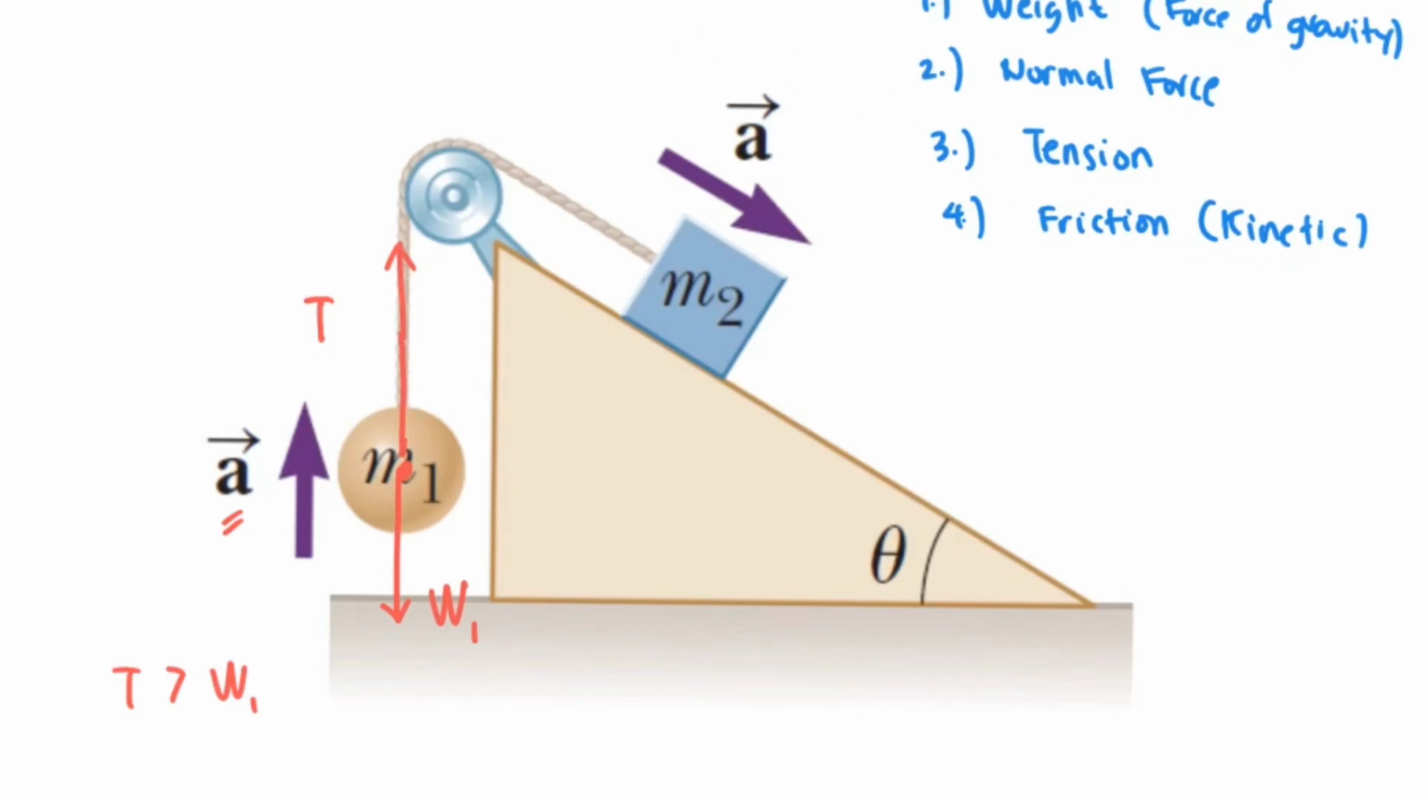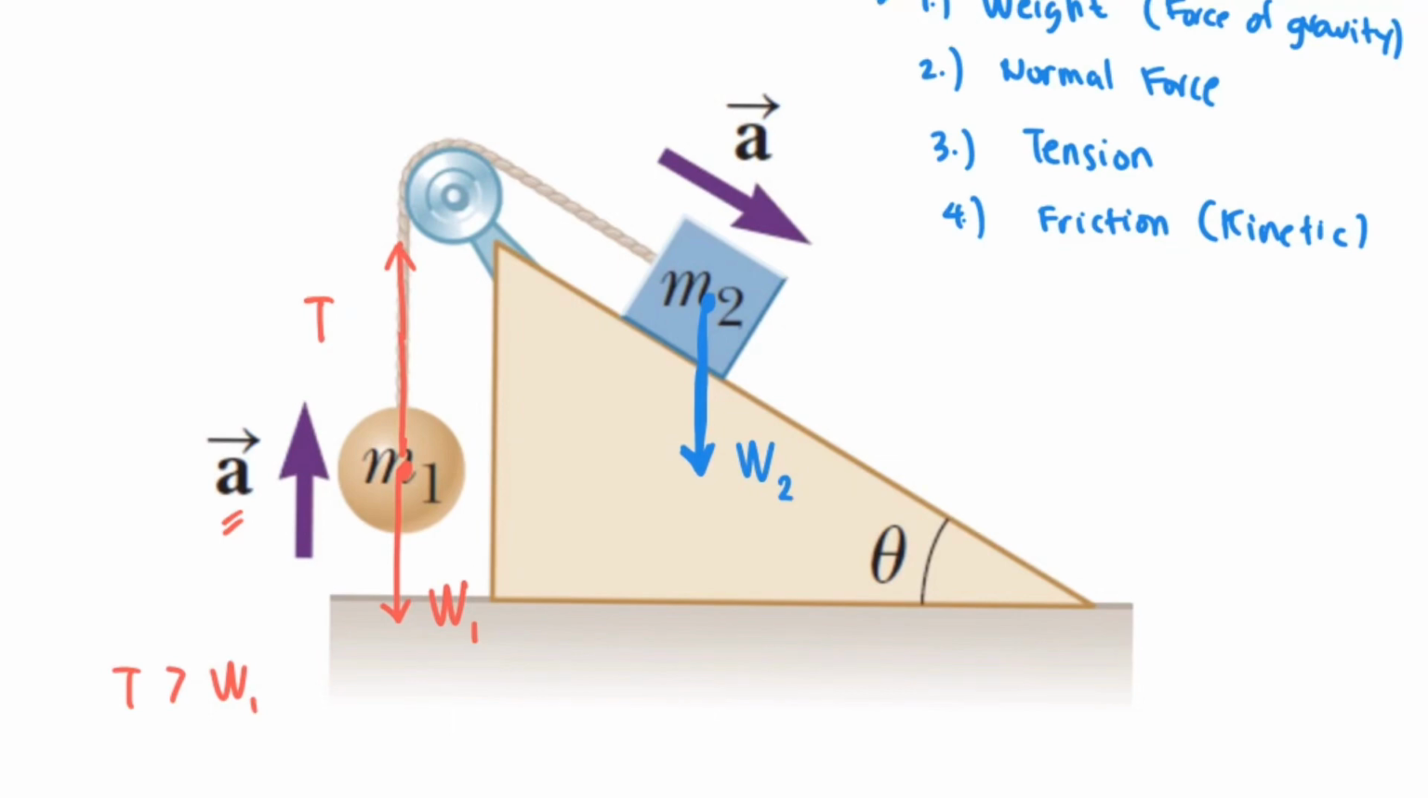So let us now draw these forces that are acting on M2. The first one is the weight. Now the weight of an object would always be directed downward. So you just have to draw an arrow straight down, and that would symbolize the weight of the object. Let's call it W2.